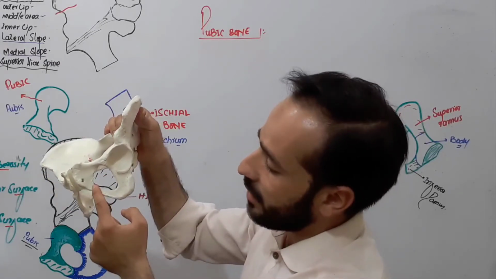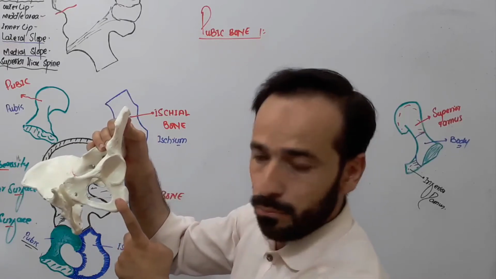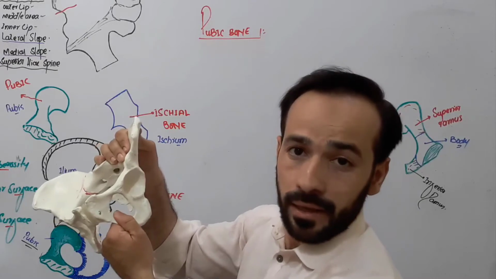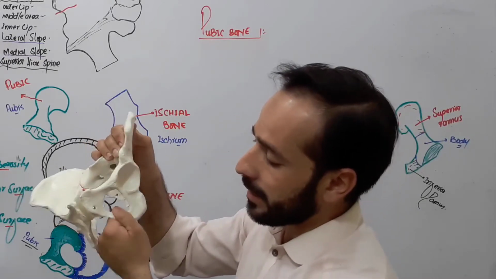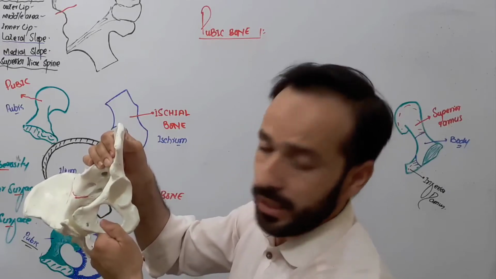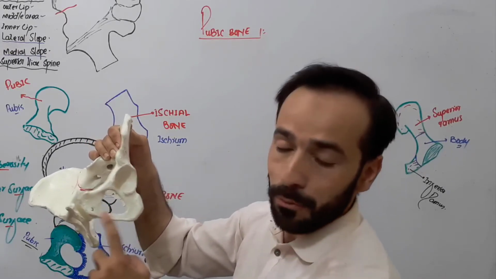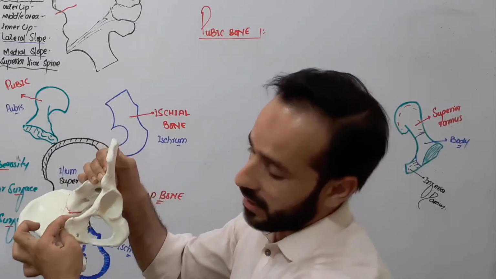Now look carefully, the inferior ramus will join the ramus of the ischium bone, and they will make the ischiopubic rami. They will join and make the ischiopubic rami. So both rami will join here. This is called the ischiopubic rami, right? So this is the inferior ramus, superior ramus and body.